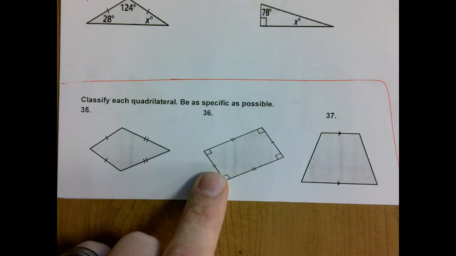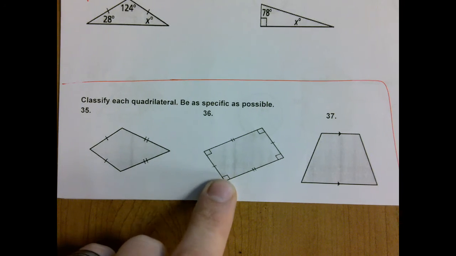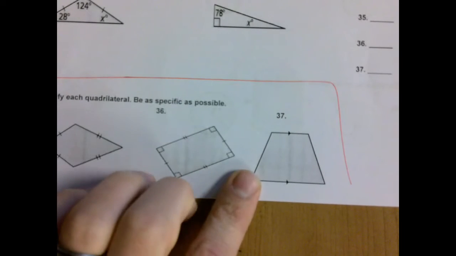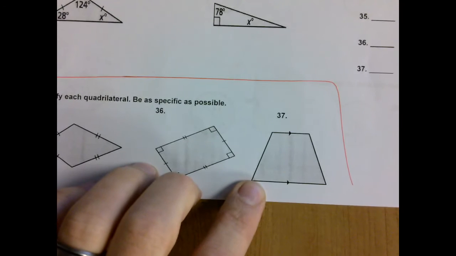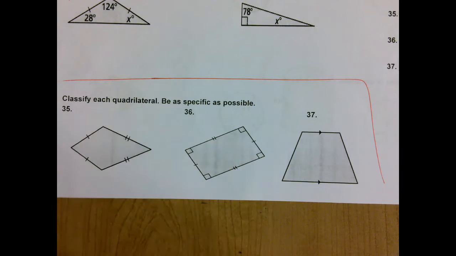Number 36, is it a trapezoid? Is it a square? Is it a rectangle? Is it a kite? It's a rectangle. 37, is it a trapezoid? Is it a square? Is it a rectangle? Is it a rhombus? It's a trapezoid. You're going to have multiple choice questions. No work to be shown.